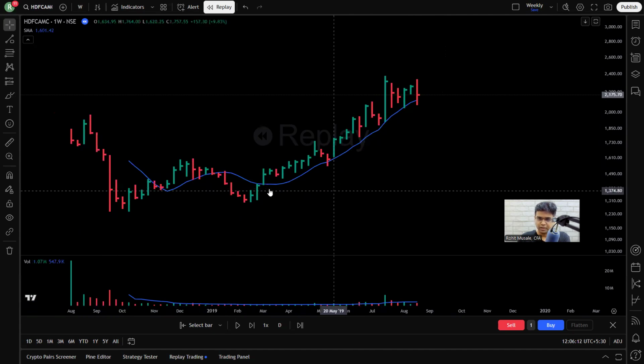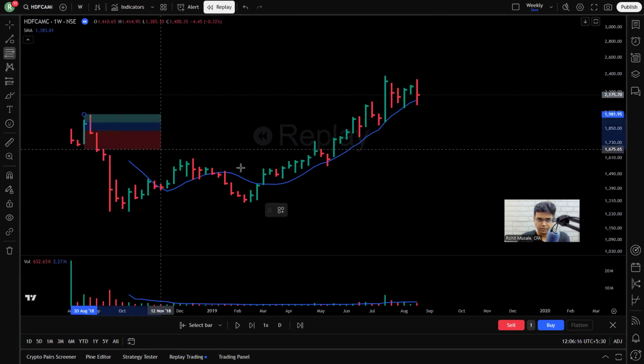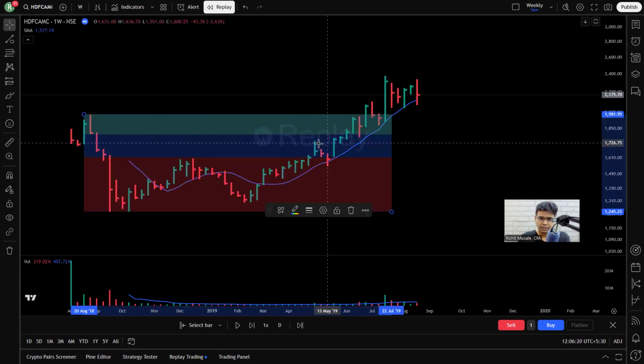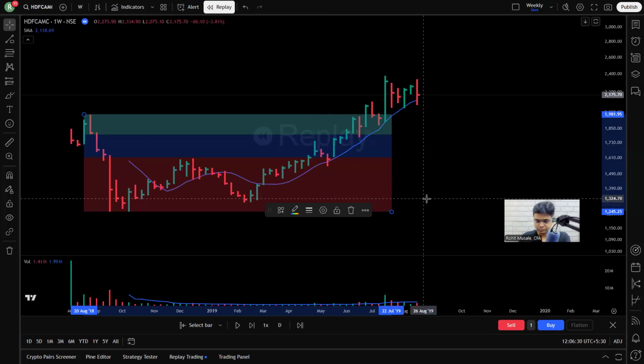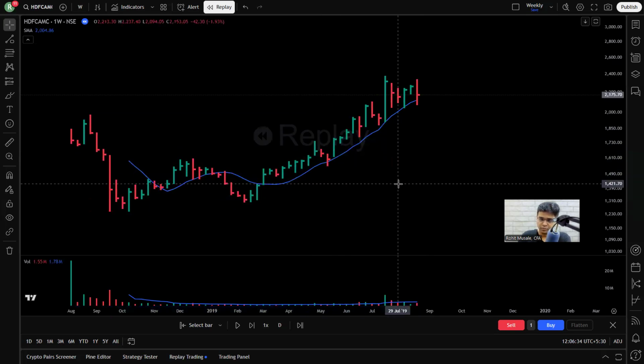Actually, it's a very deep cup. If you notice, if I draw the cup here, it's a deep cup, but the handle and the pivot point of the handle comes in the upper half of the base, which is a good sign. And that upper half concept is given in William O'Neill's book.